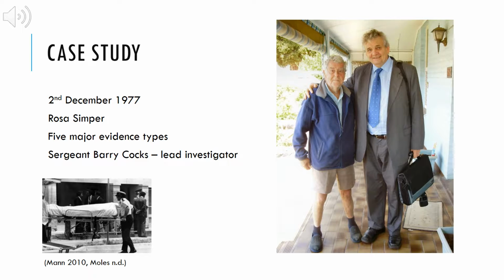There were 5 major evidence types found during the case. These included metal and paint particles, wood particles, foam spicules, seed endosperm, and various fibre types. These 5 evidence types were used to link Edward Splatt to the crime scene. Sergeant Barry Cox was the lead investigator on the case and conducted the initial analysis of all this evidence.